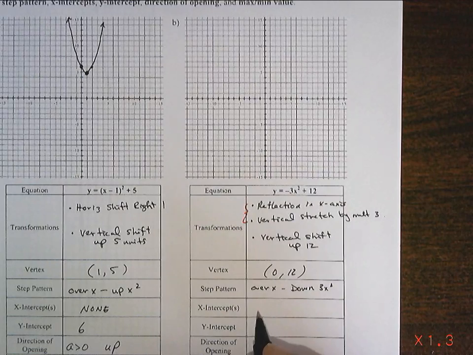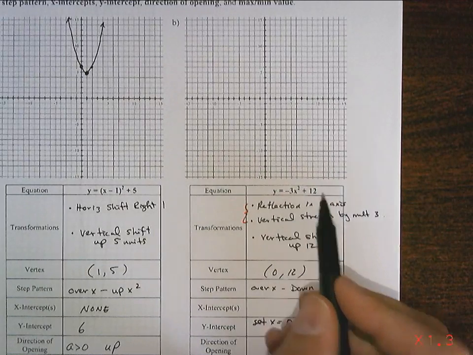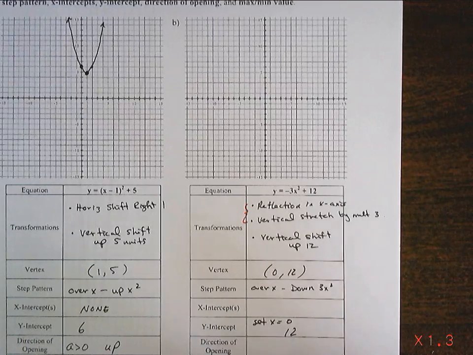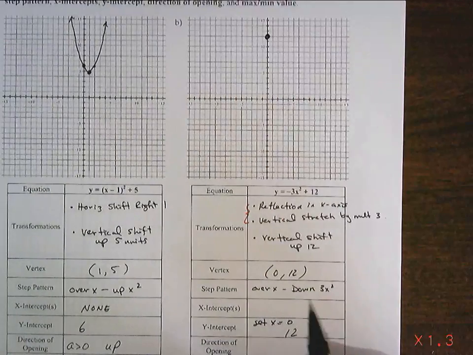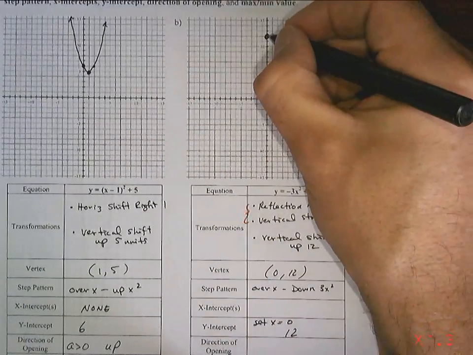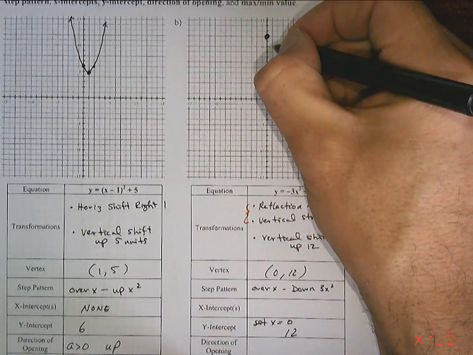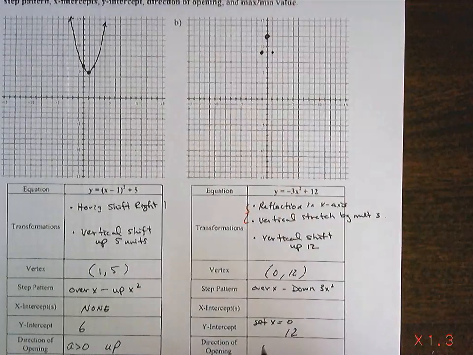Y-intercept, I'm going to set x equals to 0. If I set x equals to 0, it's 0 squared is 0 times negative 3 is 0 plus 12, so it's going to be 12. Which means right off the bat, I know that 0, 12 is on my curve. I also know that 0, 12 is my vertex. I also know that it opens down. So if I go over 1, I'm going to go down 3. 1, 2, 3. Direction of opening, down. Maximum or minimum, it opens down, so it's a max.